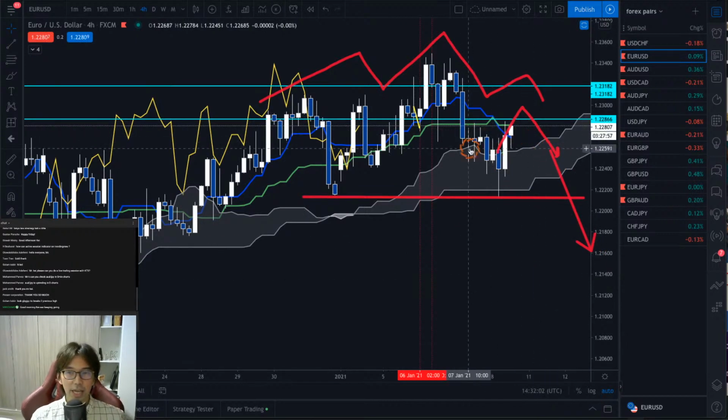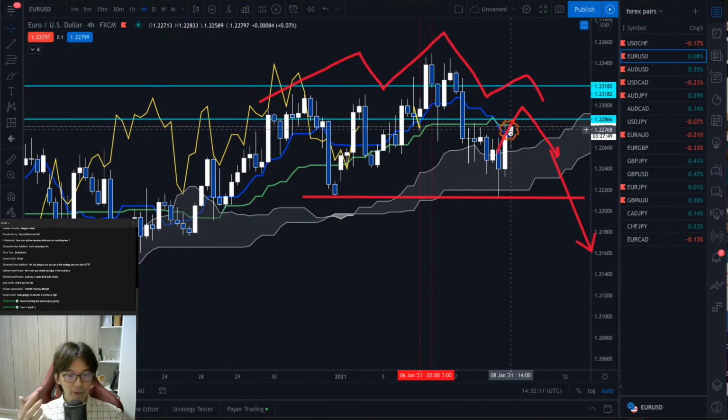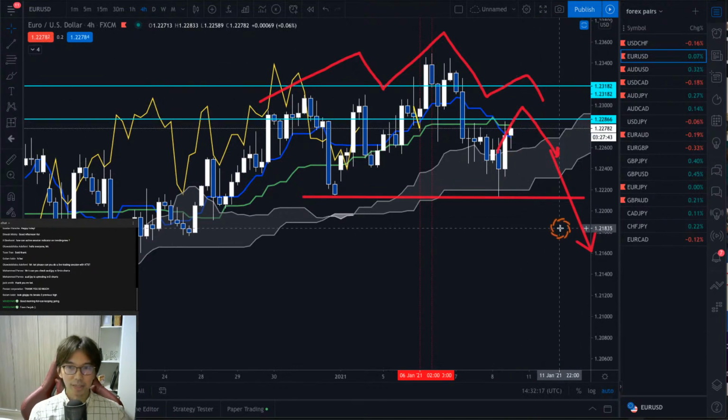So in this case, I stay away. It's a range. The Kumo flat, Kijun-sen flat. So I would wait for the next trending market, which happens above the Kijun-sen Kumo or the Kumo breakout and neckline break. Then I will look for the sell chance.